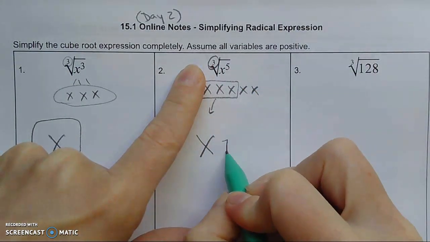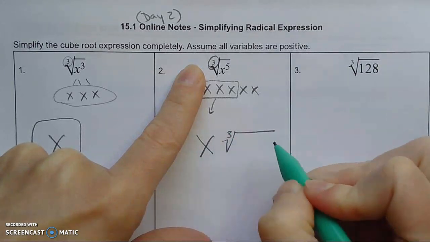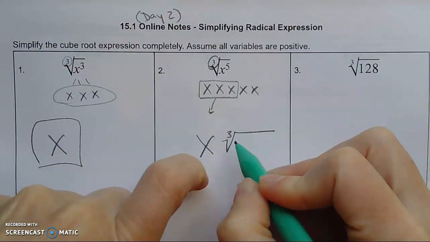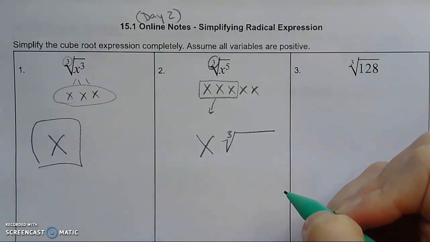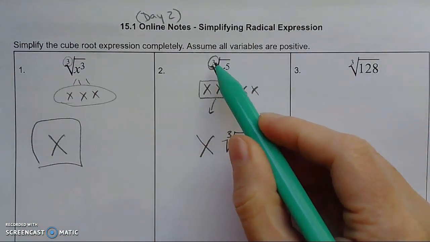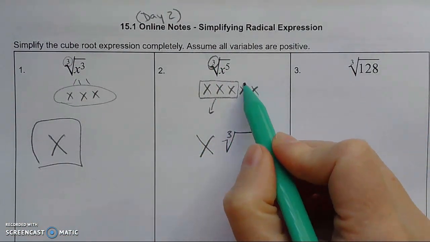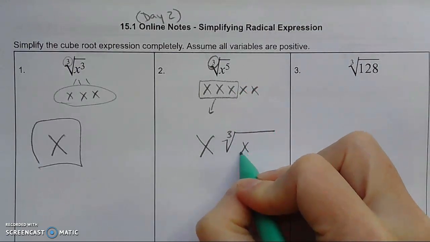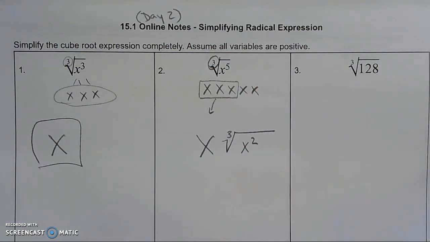Make sure when you do this that that's a tiny little 3. If you forget the 3, you change it from a cube root to a square root, which is wrong. You have to keep that same index. So cube root, there are 2 x's left over, so that's going to go back in as x squared.